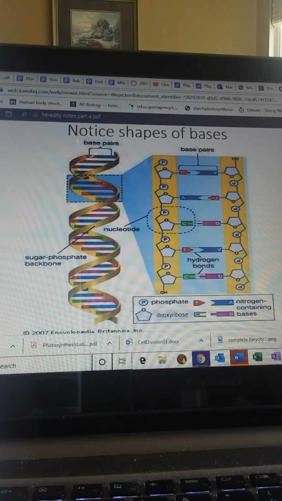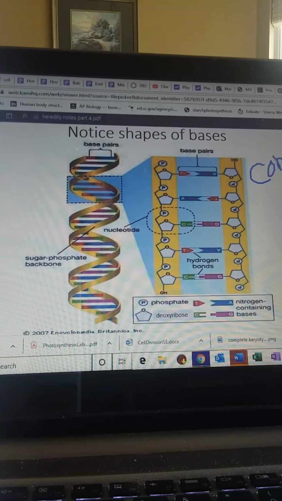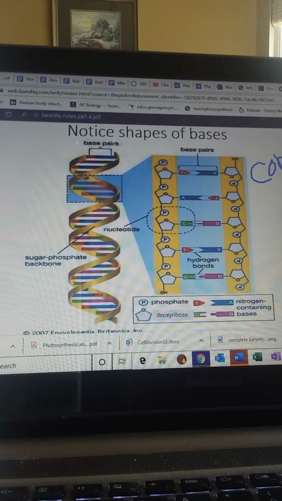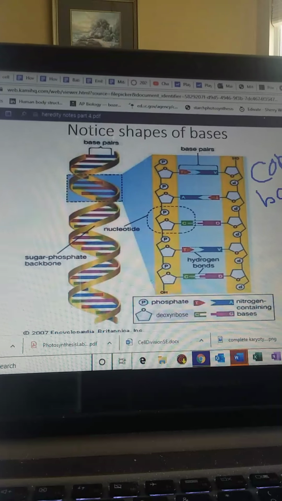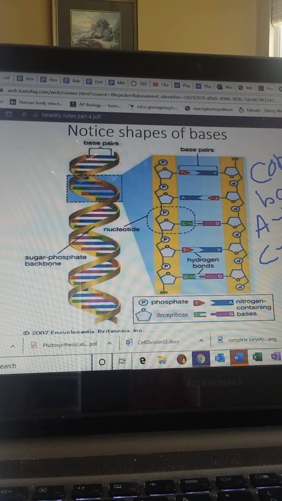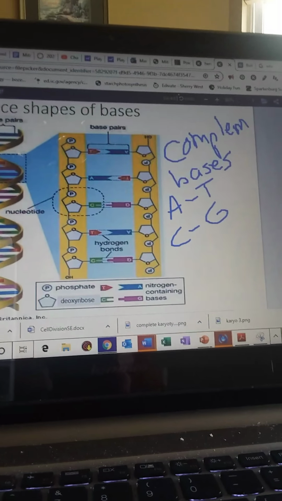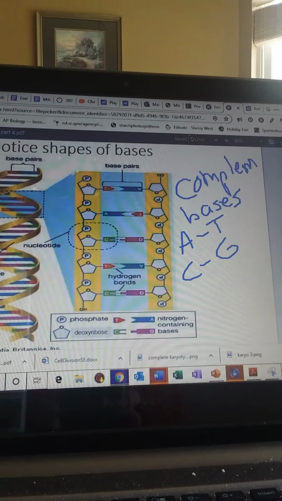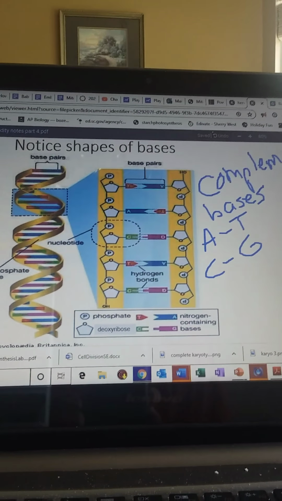The way I remember that is A goes with T, apples in the tree, and then C goes with G, cars in the garage. So apples in the tree, cars in the garage, complementary bases. You got A with T, and you got C with G. So you need to know which base goes with what, because that is going to tell us how to replicate our DNA.